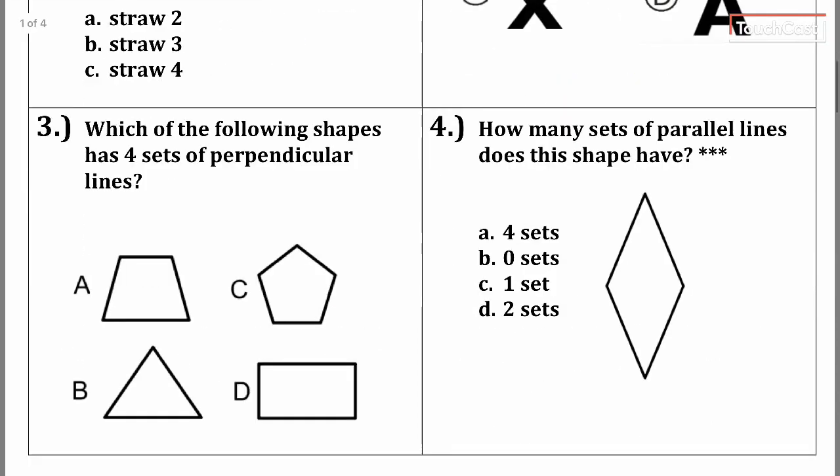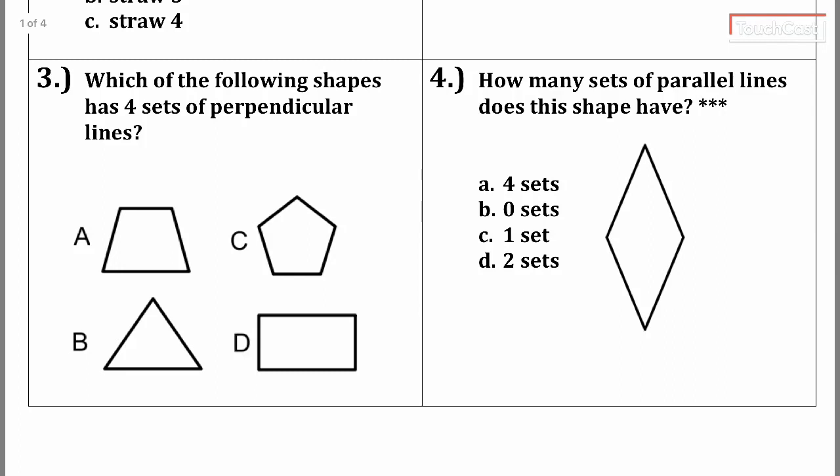All right. Let's take a look at number 4. See, I gave you a little hint. All right, how many sets of parallel lines does this shape have? If I'm looking at the shape, I can see that it's a sort of sideways rhombus. It's like a rhombus like this, but only if it was turned on its side. Sorry that's super messy.